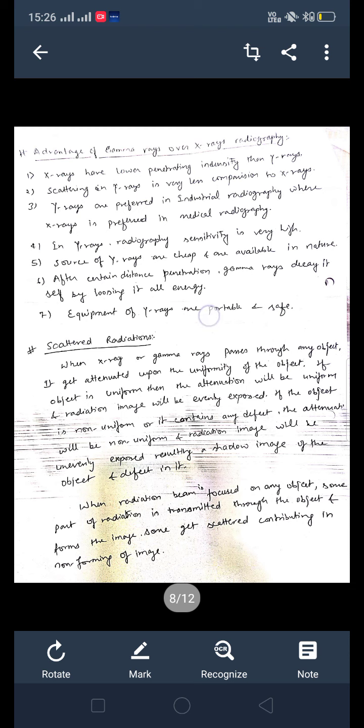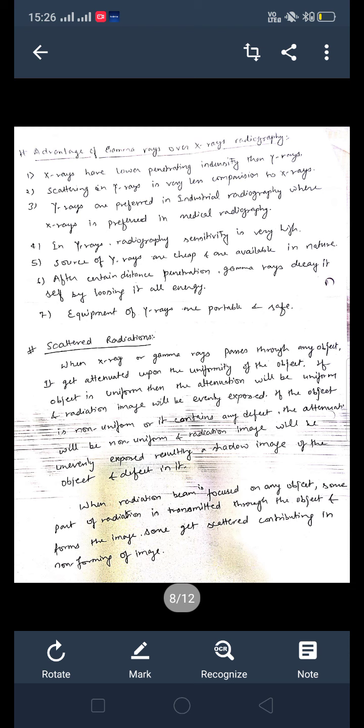The third point is that gamma rays are preferred in industrial radiography, whereas X-rays are preferred in medical radiography. You know that X-rays are basically used in the medical field: X-ray of the full body, of the chest, everything related to the human body. Gamma rays are used in industrial radiography because the penetrating rays produced from gamma sources are very high. That's why gamma rays are used in industry and X-rays in medical radiography.